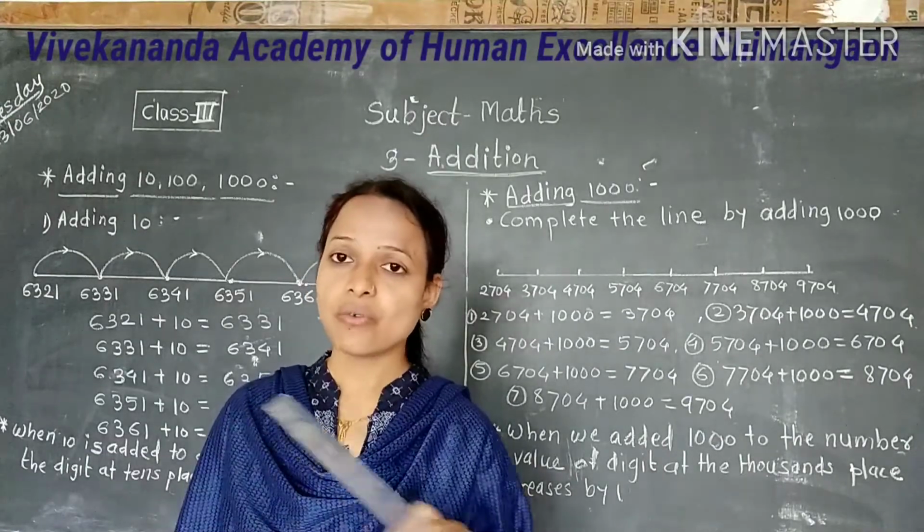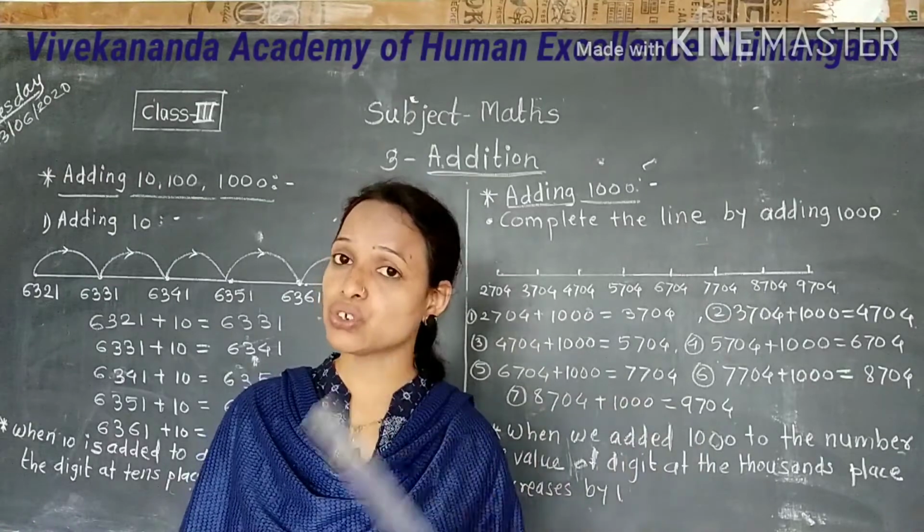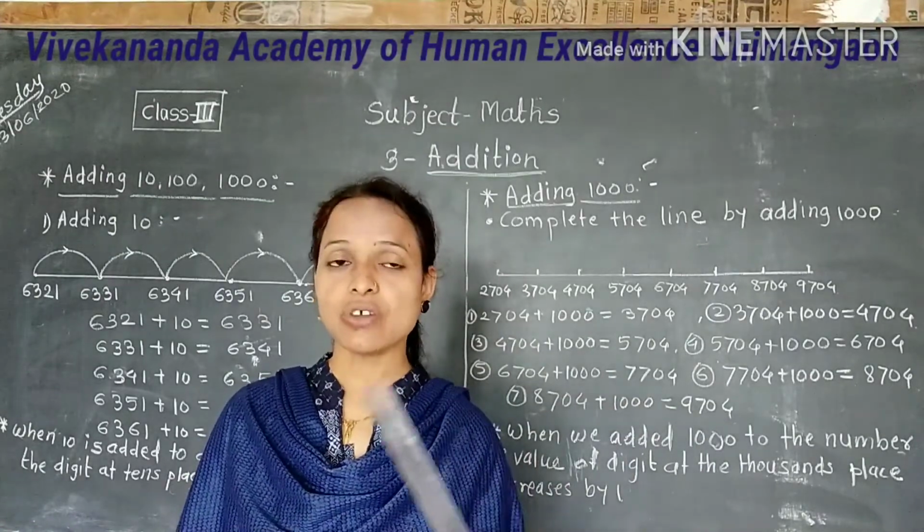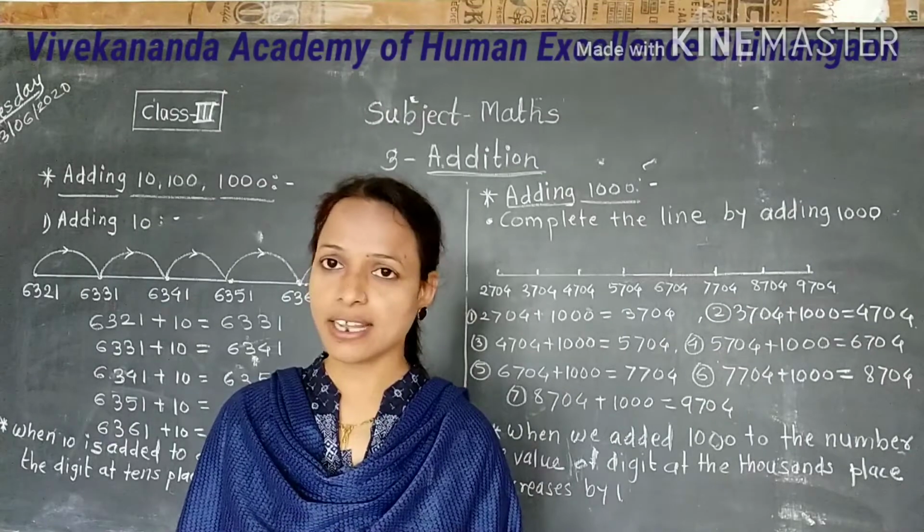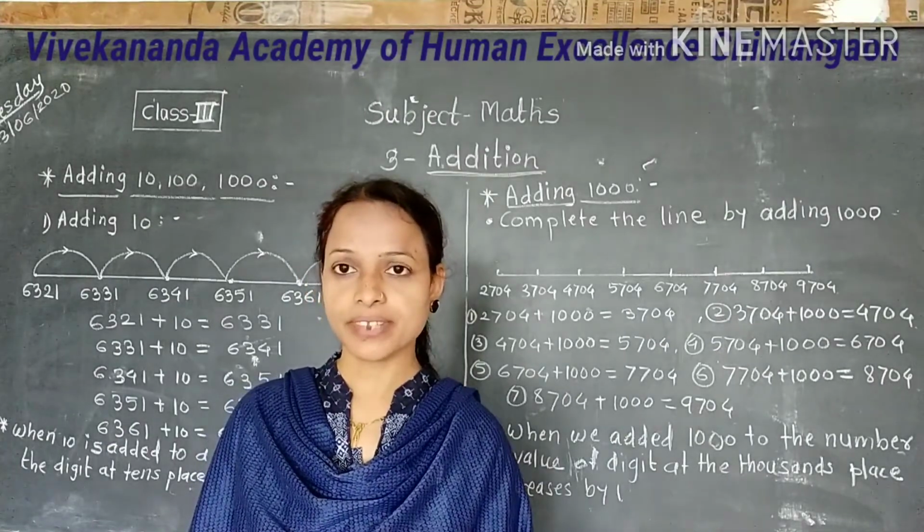In the same way, I have shown one example of each type on the board. In the same way, you have to solve exercise 3 and complete it as homework. Understood everyone?